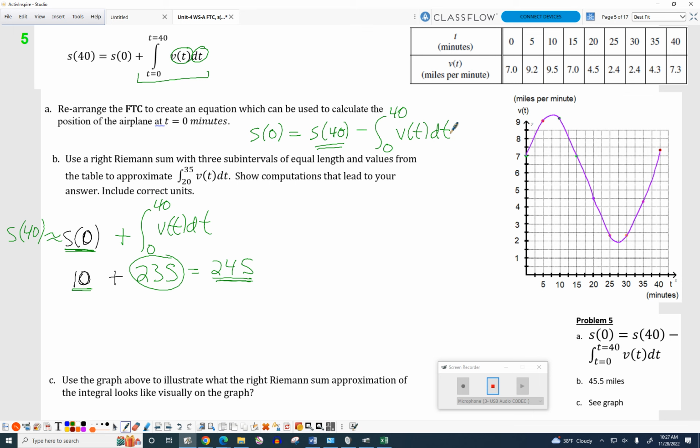So you typically will use the fundamental theorem 3 different ways. You can use the fundamental theorem as it is originally written to calculate displacement, or you can rearrange the fundamental theorem to calculate where the particle is located either at the beginning of the time period or the end of the time period, as long as you know one or the other. So. Questions?